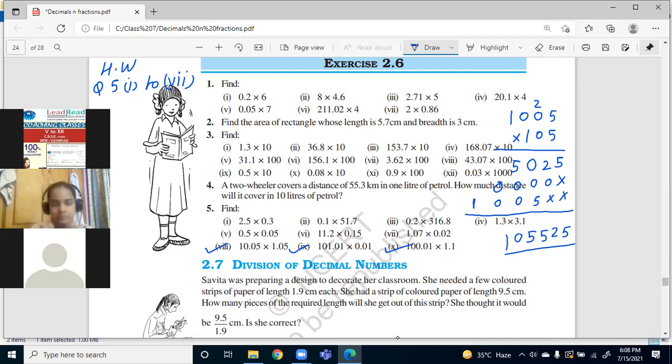And now if I look at the decimal, after the decimal there are two digits and two digits. So 2 plus 2 is 4 digits. So the answer is 10.5525. Everyone please write it in your copy: 10.5525.